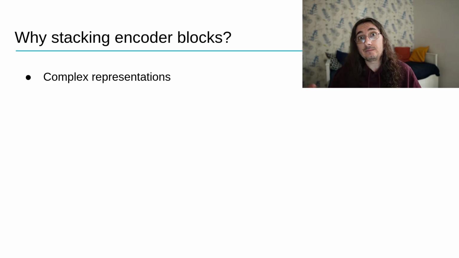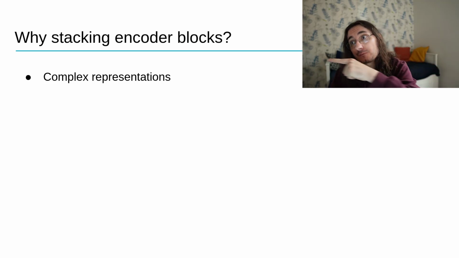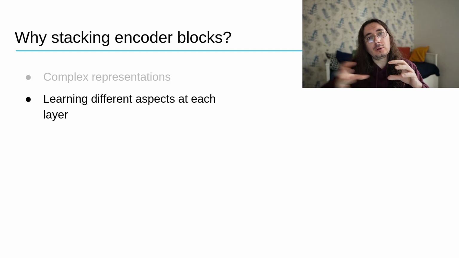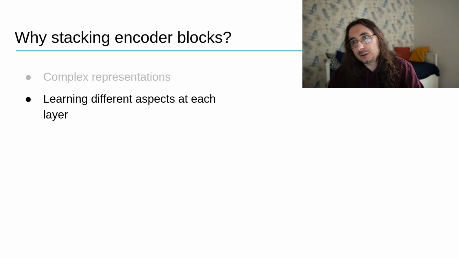In CNNs, we have a lot of convolutional layers. The more convolutional layers you have, the more complex representations you're going to be able to generate, passing information through all of those convolutions. And the same thing happens with multiple encoder blocks. The deeper you go, the more complex the representation.